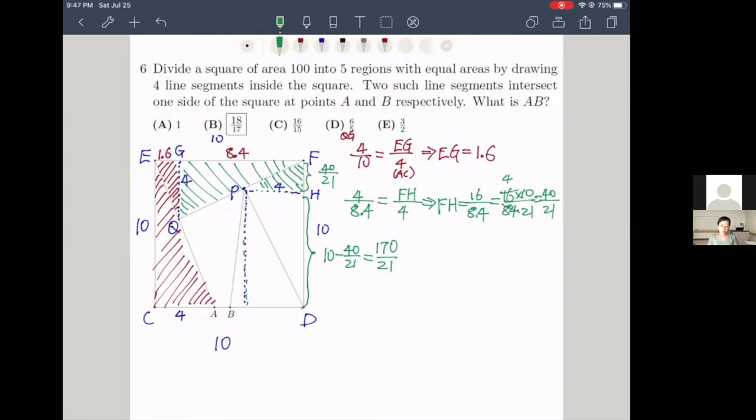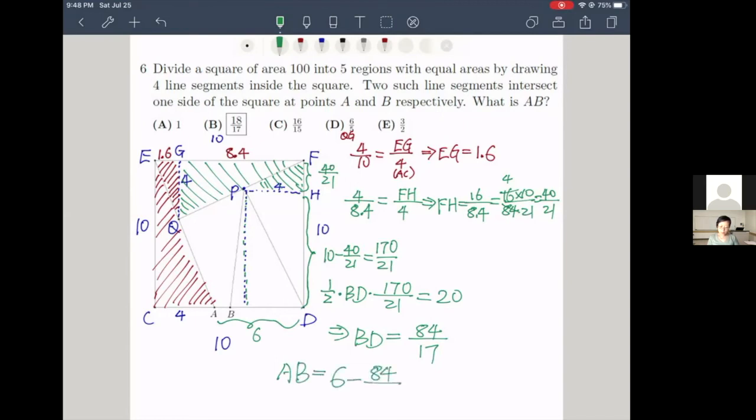We know that the triangle PBD also has area 20, which means 1/2 times BD times 170 over 21 is 20, which implies that BD equals 84 over 17. And because AC is 4, AD is 6, that tells us that AB equals 6 minus 84 over 17, which is 102 minus 84 over 17, which is 18 over 17. So the answer is B.